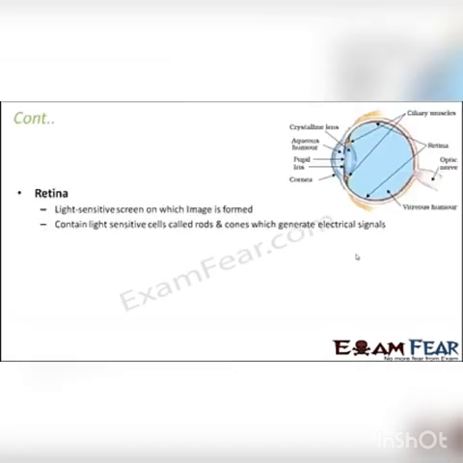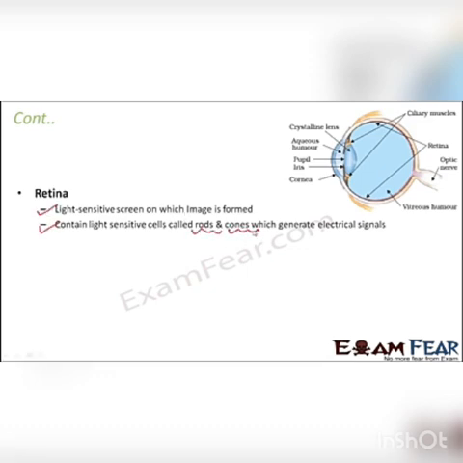Next is the most important part of the eye, which is responsible for where the image is formed, that is retina. So it is a light sensitive screen on which image is formed. So basically this layer is sensitive to light. So that means retina has cells which can sense light, which can receive light. And these light sensitive cells are called rods and cones.